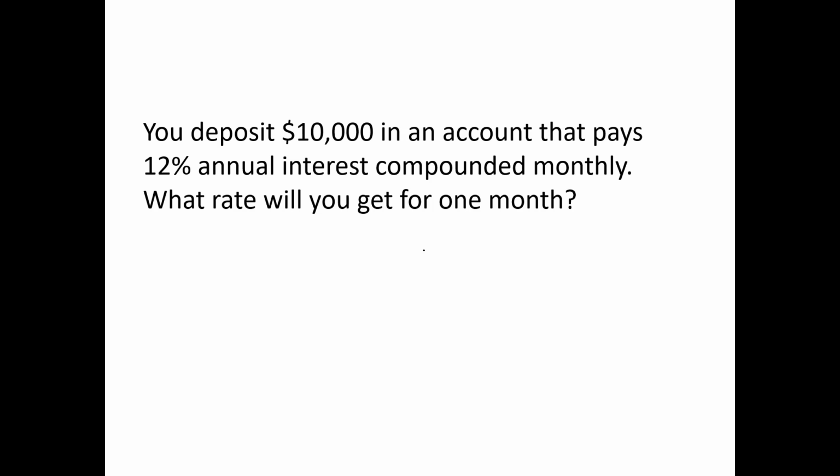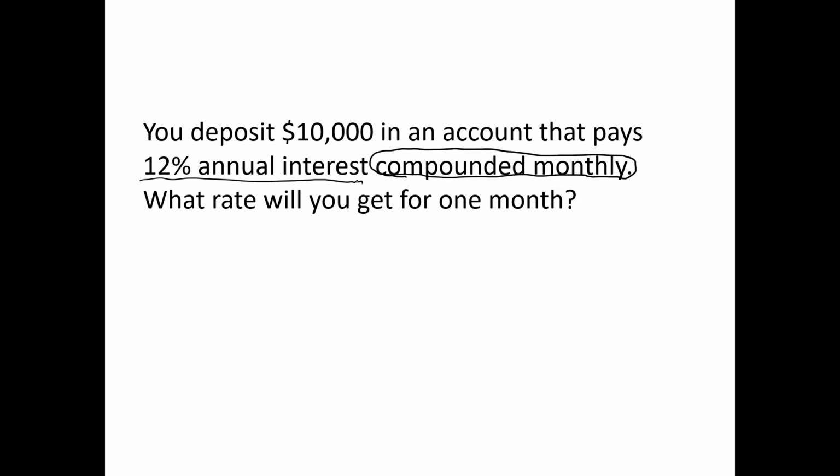So you deposit $10,000 in an account that pays 12% annual interest compounded monthly. And again, compounded monthly means that you are going to get paid every month. So we don't have to wait that whole year. So we will have gotten paid 6 times during that half a year, and we wouldn't have lost that money. But the rate is always given to you as the annual percentage rate. And so the point of this slide is to get you comfortable with, well, if I'm getting 12% for the entire year, how much would I get for 1 month?